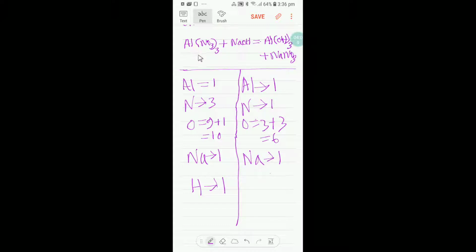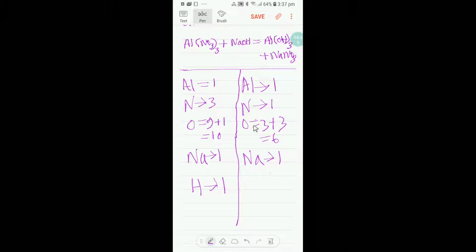So in the left hand side we have one aluminium, we have 3 nitrogen, and we have 3 times 3, 9 oxygen, plus we have 1 oxygen. Many people forget to calculate this oxygen, right? And we have 1 sodium, and we have 1 hydrogen. On the right hand side we have 1 aluminium, we have 3 plus 3, that is we have 6 oxygen, we have 3 hydrogen, right?